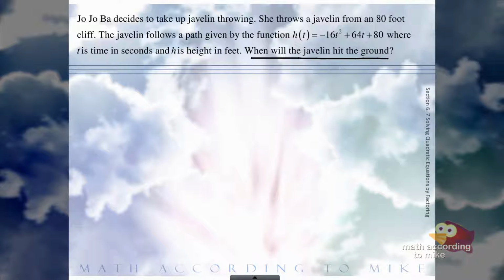Well, when something hits the ground, what is the height off the ground? 0. So instead of h of t there, we can say 0. And we're asked to find for what value of t do we get 0. In other words, solve this equation. Well, a bunch of ways you can do it.